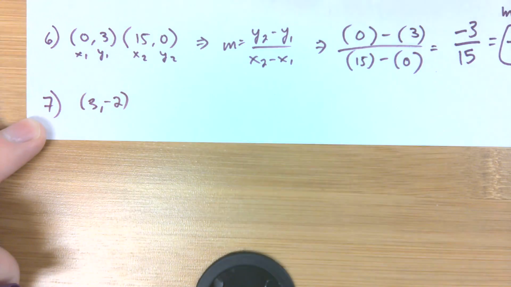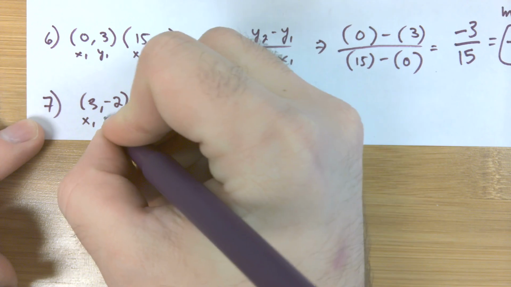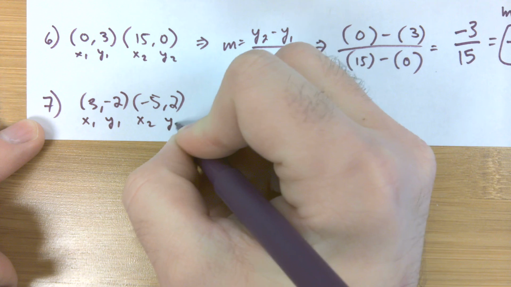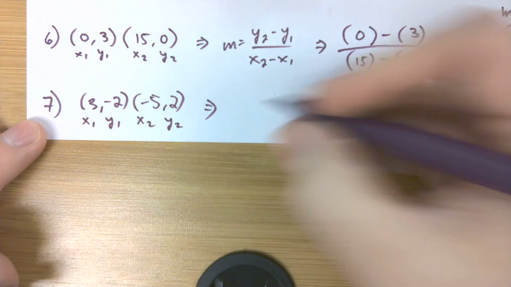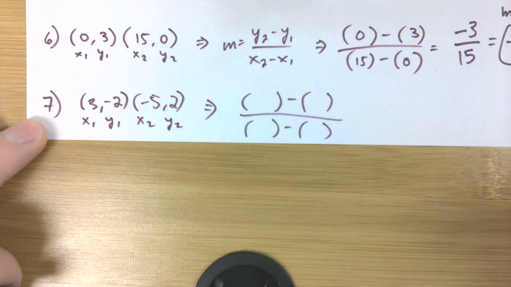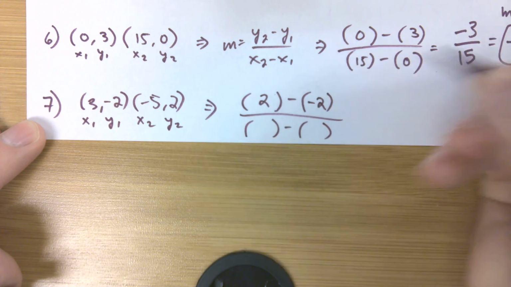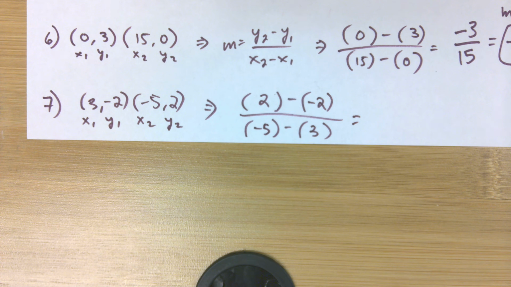3, negative 2, negative 5, 2. We'll label them the exact same way we always do. X1, Y1, X2, Y2. We're gonna plug them in just like we did in the problem above. 2 minus negative 2 over negative 5 minus 3. Everyone with me on that so far? Setting that up? Yes. Okay.